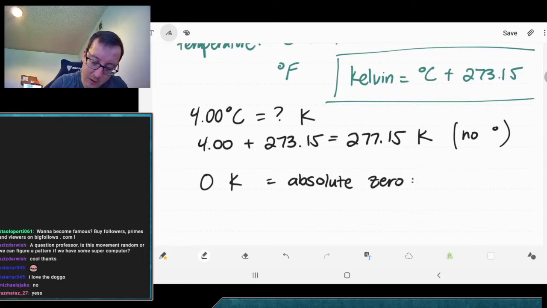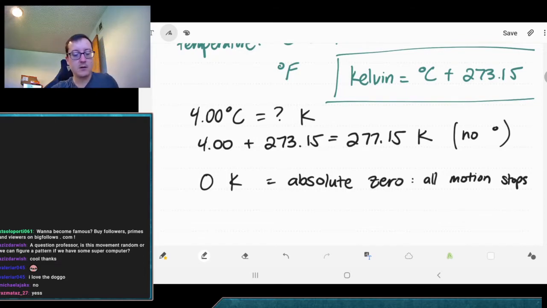And that's when all motion stops. So remember, temperature is kinetic energy, how things are moving, how quickly things are moving. At 0 Kelvin, absolute zero, everything stops moving. It's not something that we've been able to ever achieve. We've gotten pretty close in labs. In controlled situations, we can get close to zero, but we have not gotten actual zero.